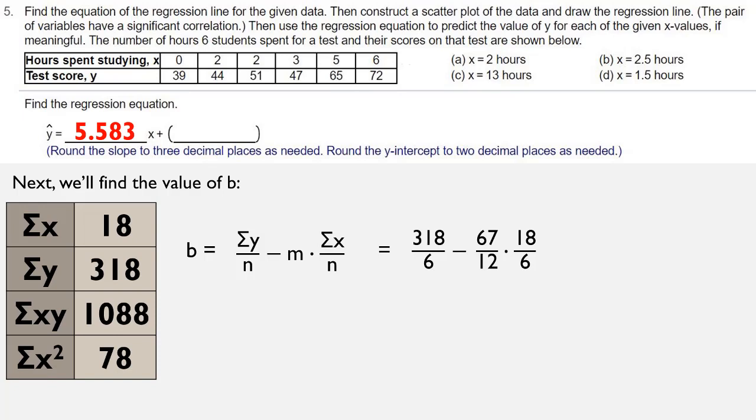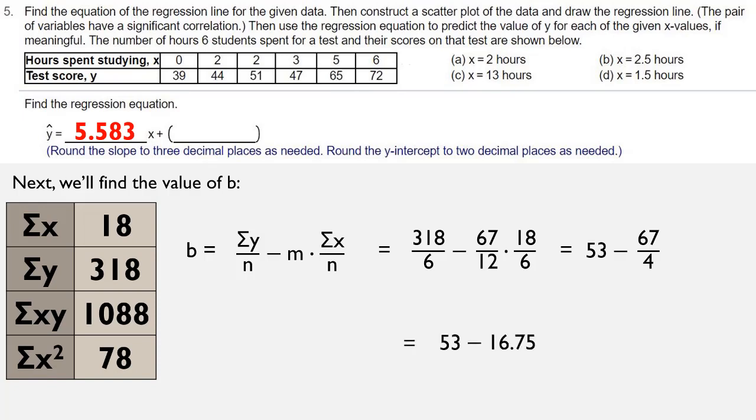Notice I'm not using the rounded version of the m value. I'm not using the 5.583 because that is a rounded decimal, which would be a little bit inaccurate to use. So I would much rather use the fractional value and then round at the end if I need to. We simplify this. 318 divided by 6 is 53. Then we have 18 over 6 is 3, and when we reduce that with the 67 twelfths, it ends up being 53 minus 67 fourths.